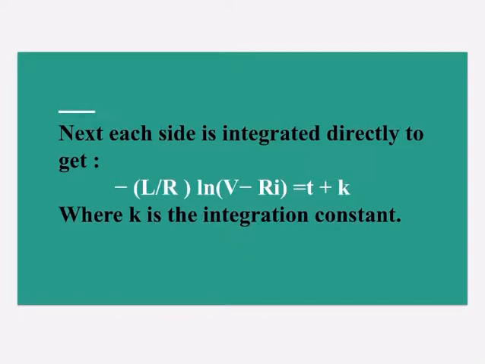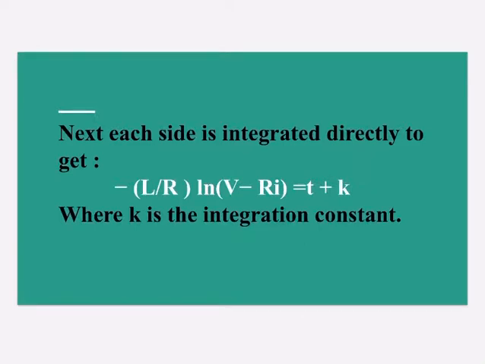In order to evaluate K, an initial condition must be invoked. So we take t equal to 0, where i of 0 minus will also be 0, since the current in the inductor cannot change by a finite amount in 0 time without being associated with an infinite voltage. So we have i of 0 plus is equal to 0.